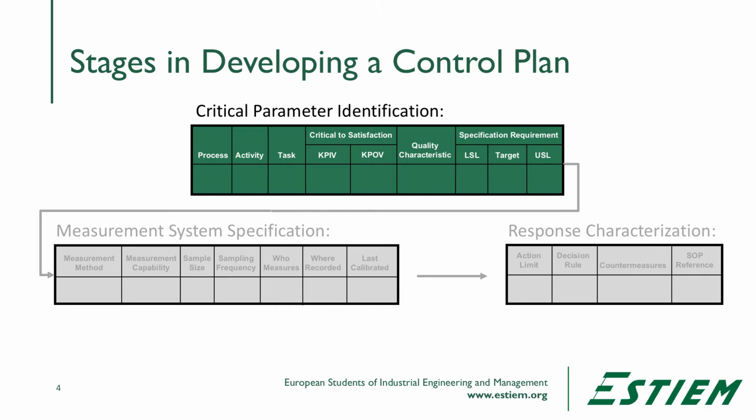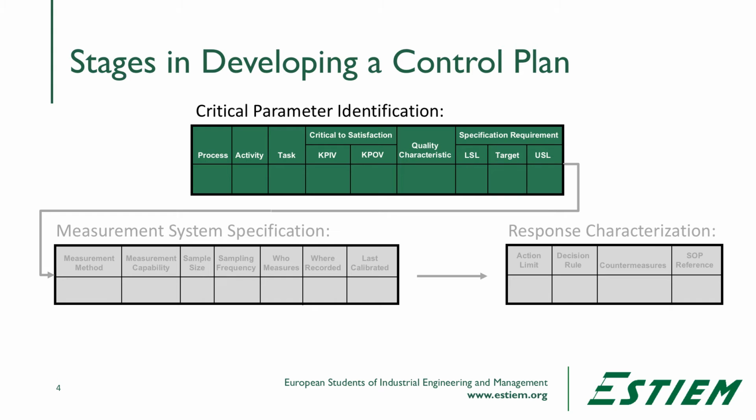So we have our specification limits. If I want to keep it in a state of control, what is the target? What are the upper and lower limits? If I want to keep it increased, then what is the lowest acceptable level of performance? If I want to keep it decreased, what's the highest acceptable level of performance?